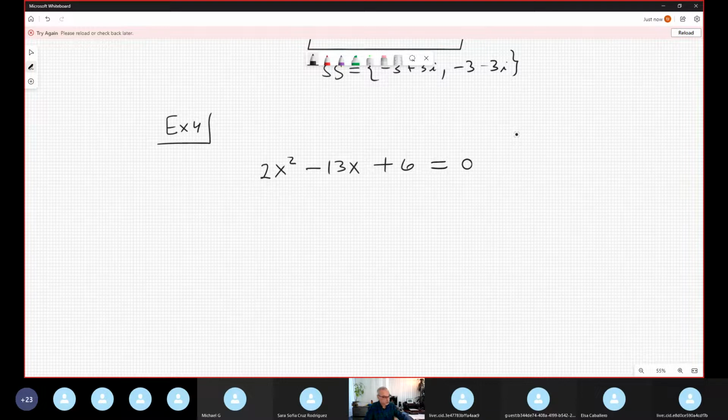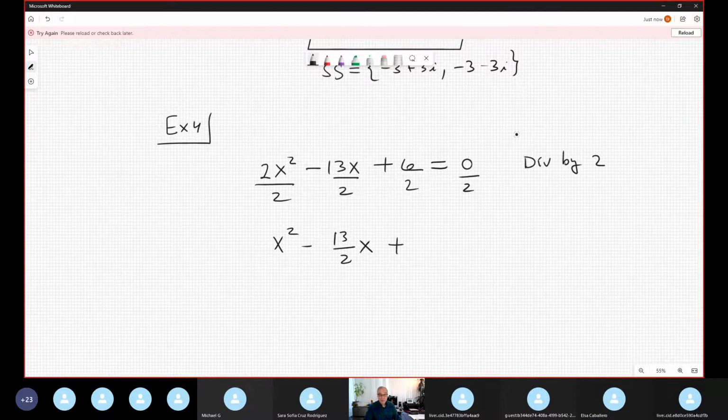So to solve that, we need to anticipate one step. You create 1 here, so you divide by 2 the entire equation. No problem. I can do that. Divided by 2, divided by 2, divided by 2. So now we have x squared. Unfortunately, 13 is not an even number, so you leave it like that. 13 over 2, x plus 3 equal to 0.